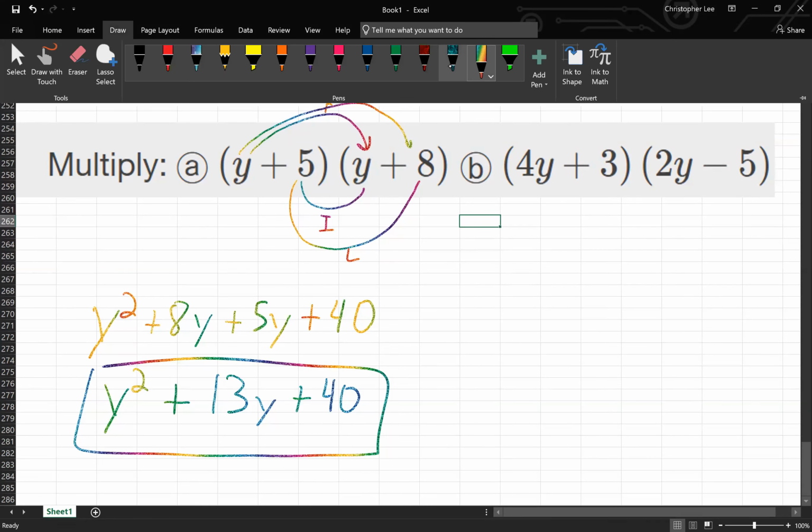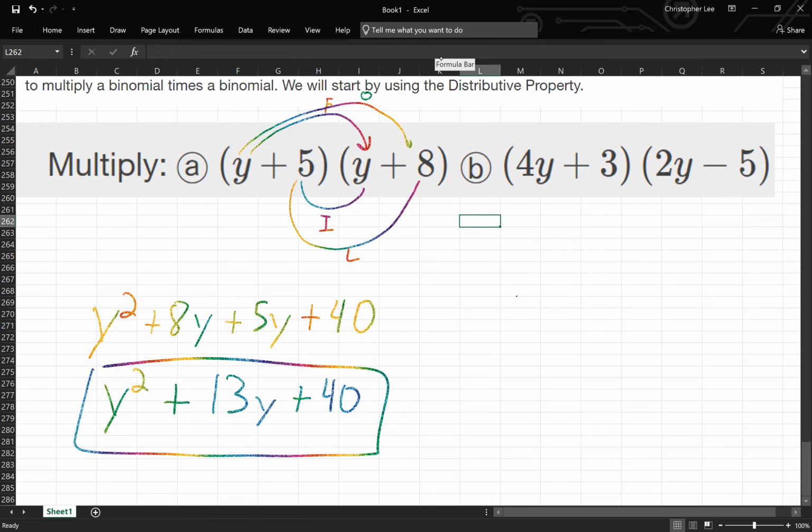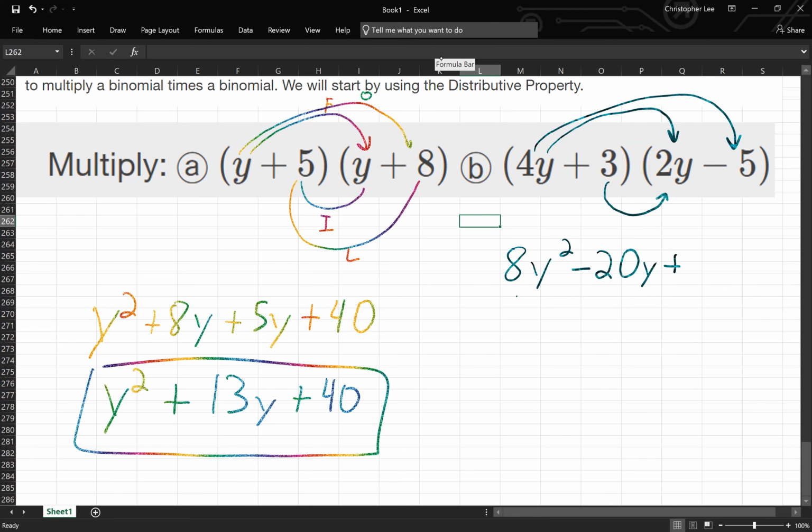I want something nice. Let me try this one. All right, same thing, right? We're going to do this one first. So 4y times 2y is going to give me what? 8y squared. Then I'm going to do 4y times negative 5, which gives me a negative 20y. Then I'm going to do 3 times 2y, which gives me a positive 6y. And then last but not least, 3 times negative 5, which gives me a negative 15.